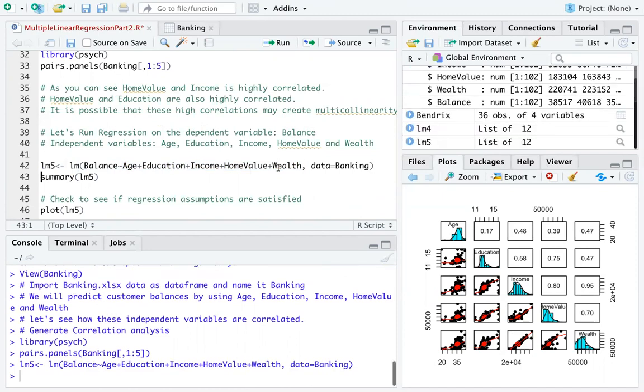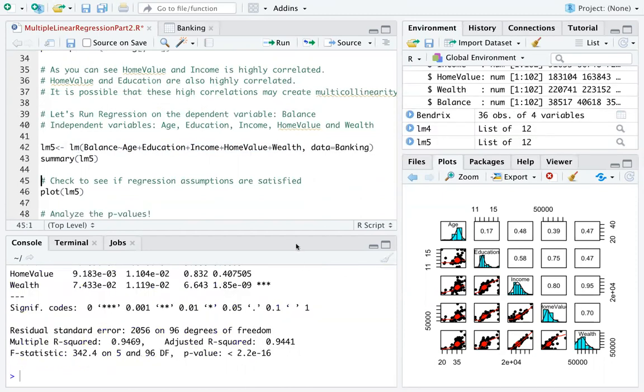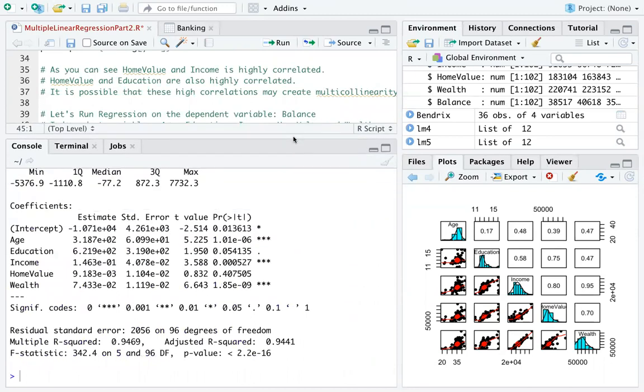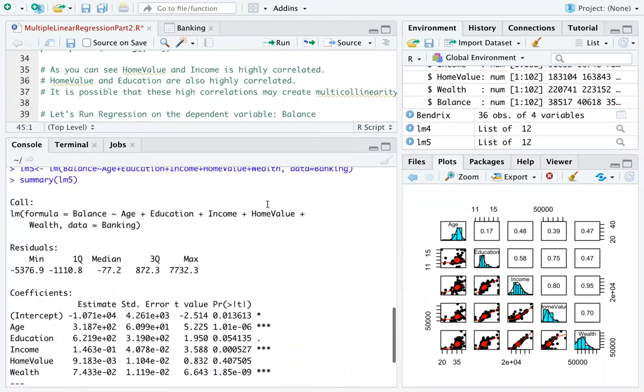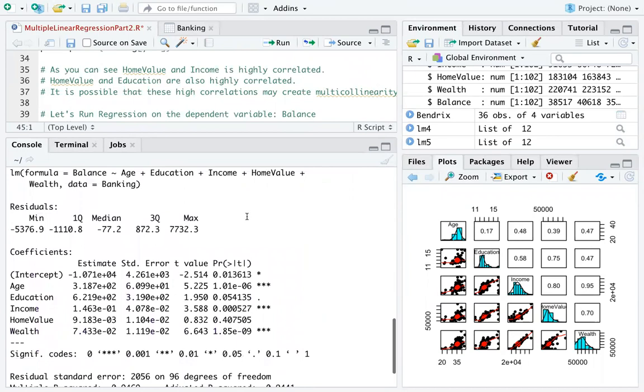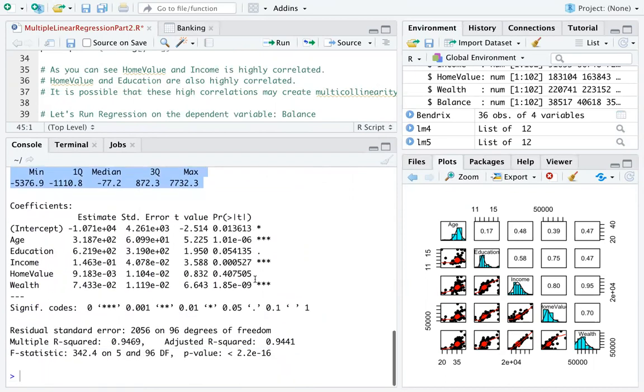All right, let's run this. And the summary of lm5 should give us the results. Okay, so what do we see here? We do see that these are the residuals. We're going to take a look at the plot of this linear regression. The first thing that we do is to check the significance of regression. We do see that this p-value is very small, almost 0, and that's less than our level of significance, which is 0.05.